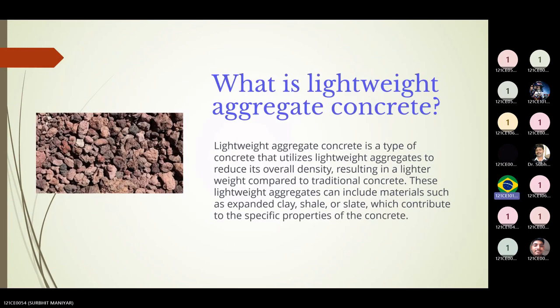Continuing to that, we can see the highlighted point that this type of concrete utilizes lightweight aggregate to reduce its overall density, resulting in lighter weight compared to the traditional concrete that we generally use in most cases. Apart from this, the aggregate includes expanded clay and slate, which contribute to the specific properties of the concrete. Since we had to reduce its density and weight, we had to add some additional material, which is clay and slate, changed from what is used in daily life.